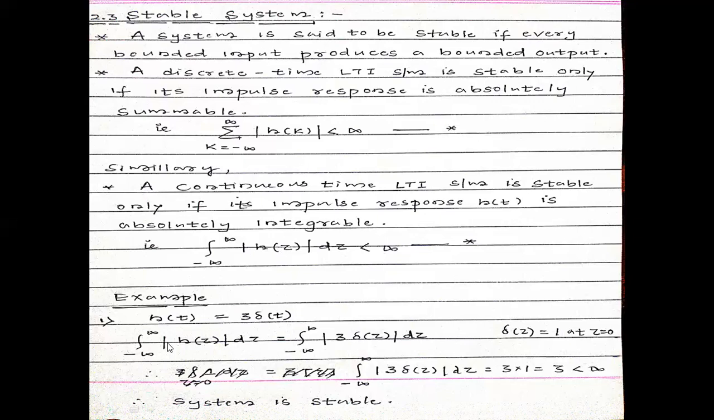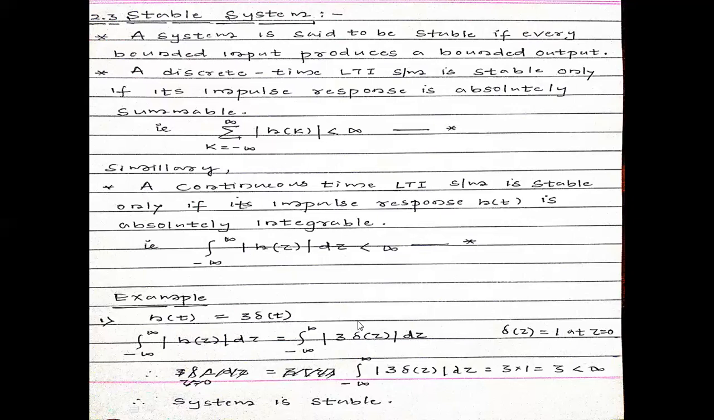So how to check this? The condition is the integration from minus infinity to infinity of the magnitude of h of tau d tau, and h of t is given as 3 times delta of t. In the expression we have h of tau, so just replace t by tau. So this becomes integration of 3 times delta of tau d tau.